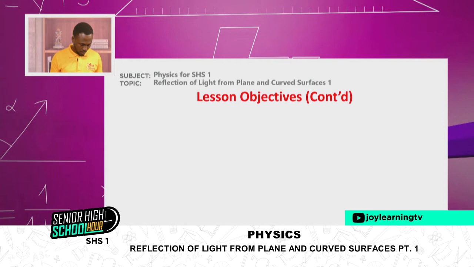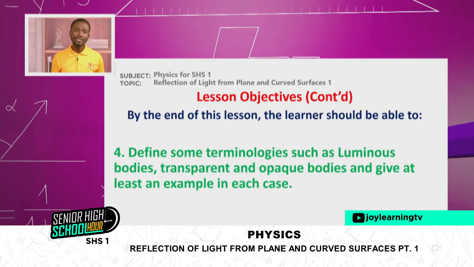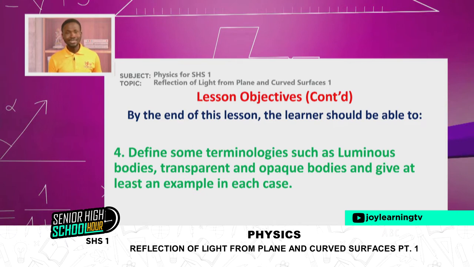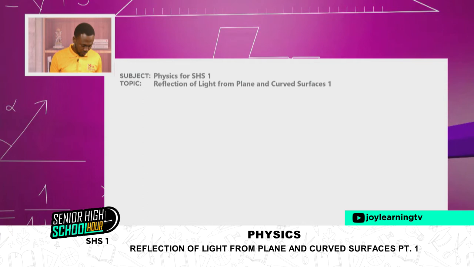Then lastly, you should also be able to define some terminologies such as luminous bodies, transparent bodies, opaque bodies, and give at least an example of each of these bodies. So get yourselves glued to your sets, and then let's see what we can do for our lesson.